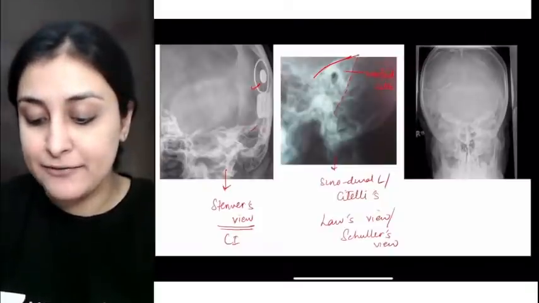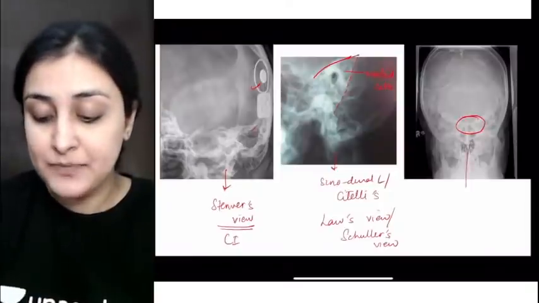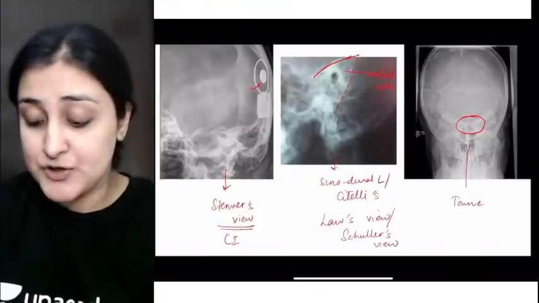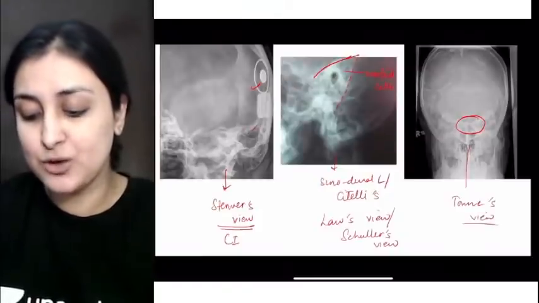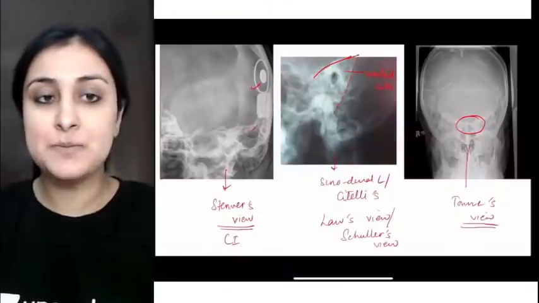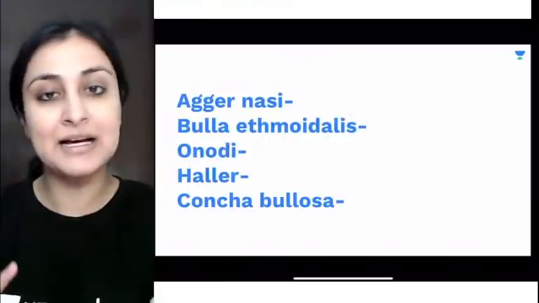What about this? Wherein we see foramen magnum at the center. So foramen magnum, remember whenever this is seen, it is very big like a town. So this is the Town's view. Again, not very useful, not done really. Alright, so these are the various PNS views that you need to remember. Okay, remember this, one or the other will come.